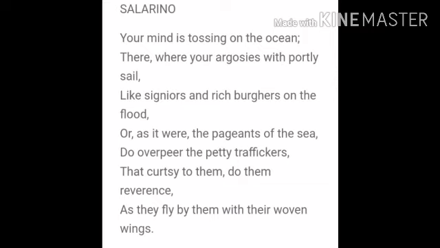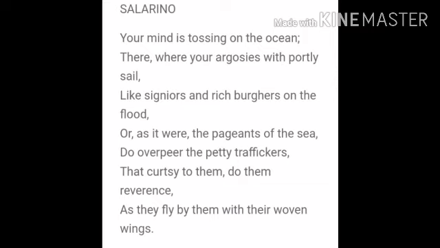Do overpeer the petty traffickers. This Antonio's ship moving in the sea overpeers, that is, when Antonio's ships come, all other small ships. Petty traffickers means small ships. It is capable of overpeering. It is capable of making the small ships move aside. Antonio's ship in the sea is just like a great procession, which is capable of making the petty traffickers or the small ships move aside or rule over the small ships.